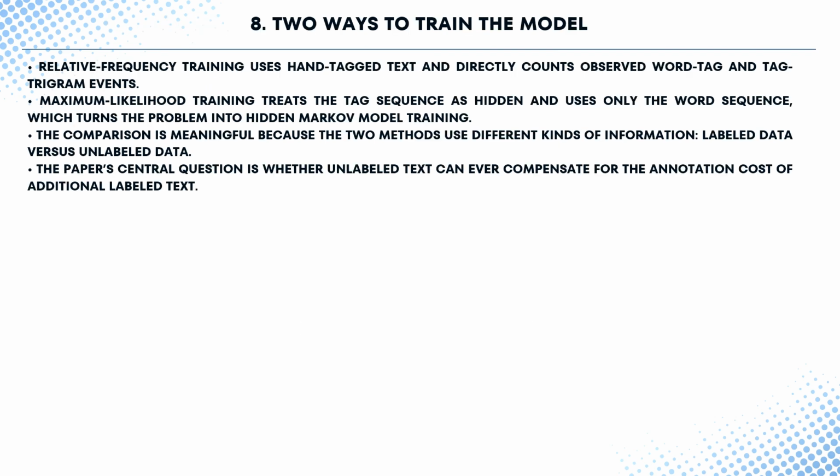Now we are moving to the training part, and the two approaches that have been used are, first, relative frequency training, which uses hand-tagged text and directly counts observed word-tag and tag trigram events. The second one is maximum likelihood training, which treats the tag sequence as hidden and uses only the word sequence, which turns the problem into hidden Markov model training. An important point is that these use fundamentally different information sources, and this sets up the central comparison of the paper.